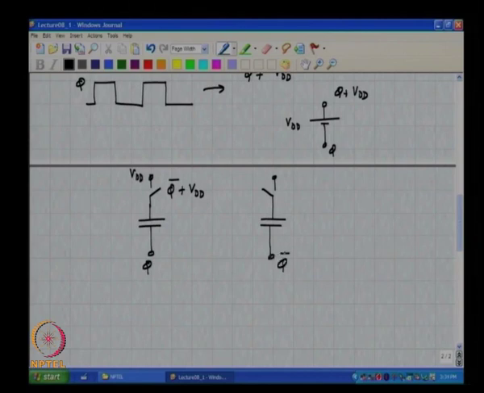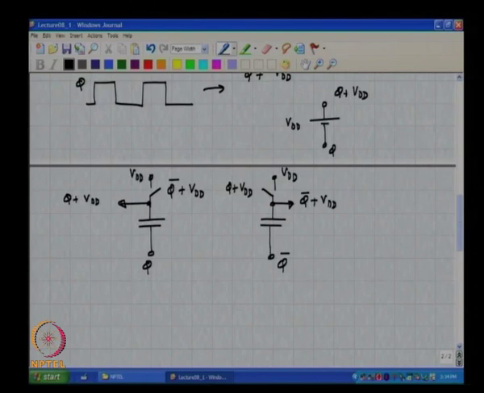I put phi bar here and this switch would be controlled by phi plus VDD, and this would give me what signal? Phi plus VDD, and this would give me phi bar plus VDD. So, now putting 2 and 2 together, what do you think we can do?